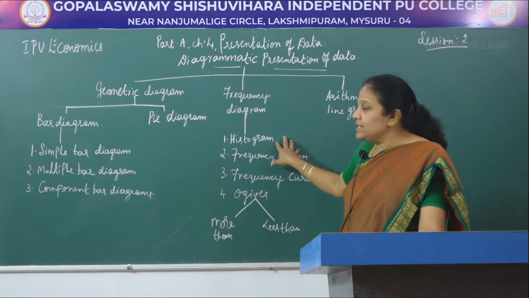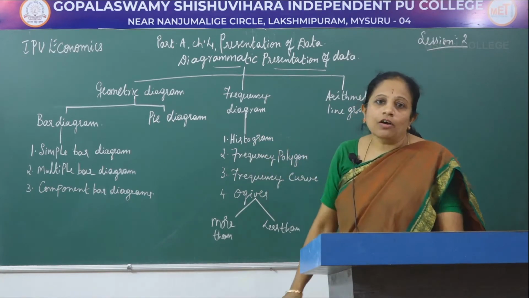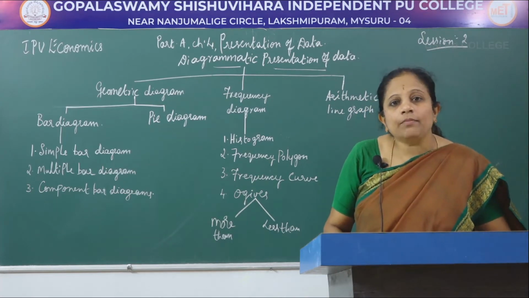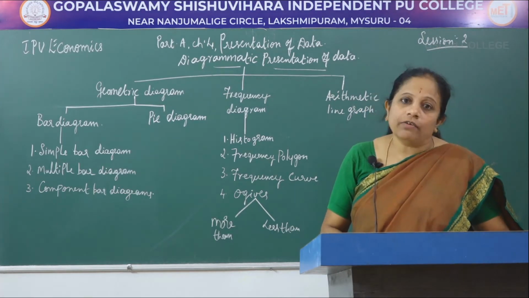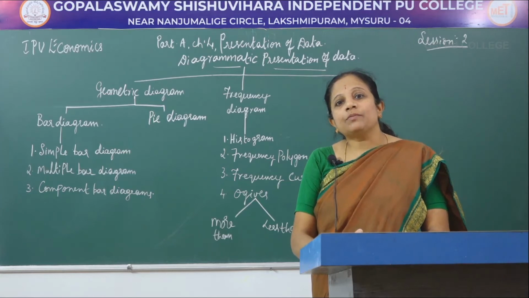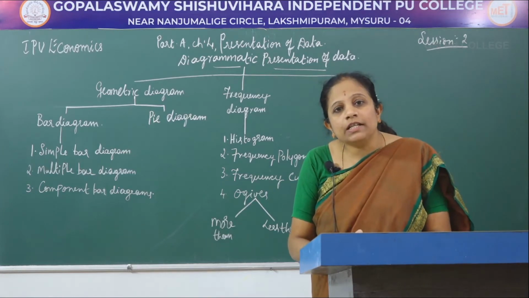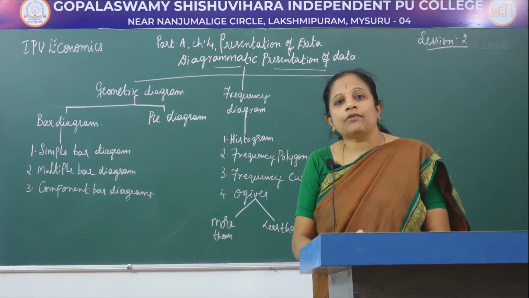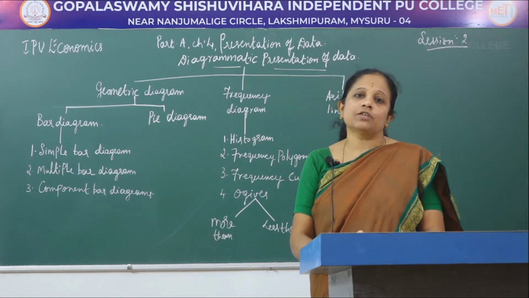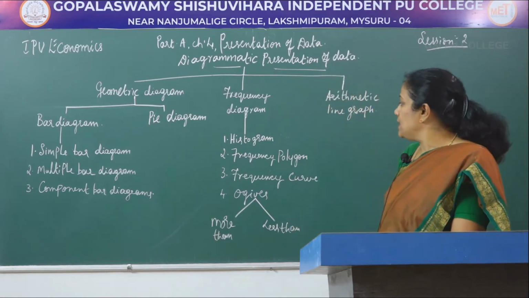The next one is frequency polygon. Frequency polygon is a type of presentation of the data in which the frequencies are distributed and presented in the form of a graph. So, the graphical presentation of the frequency distribution is known as the frequency polygon.